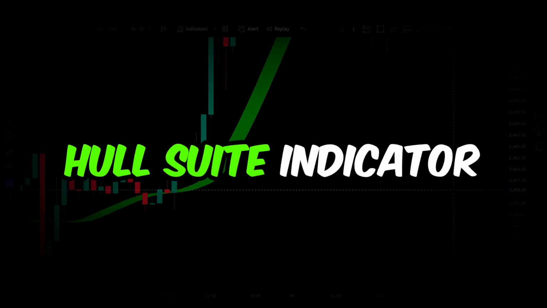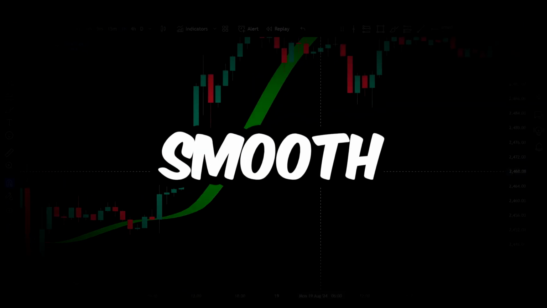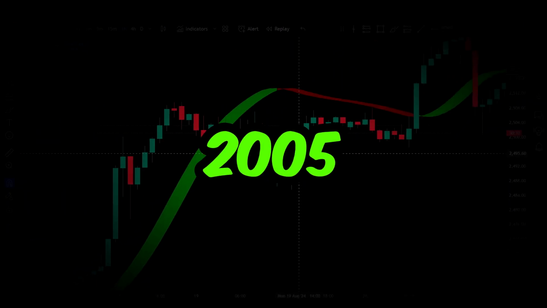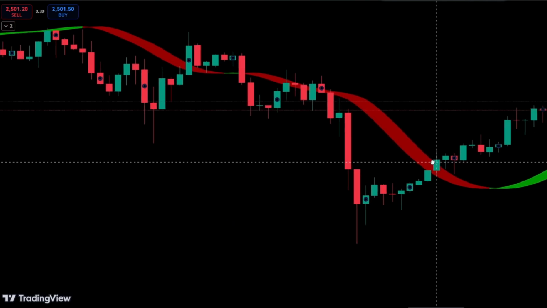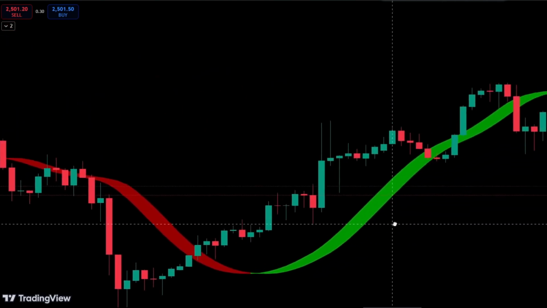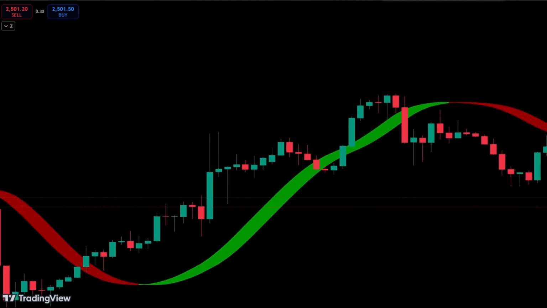The Hull Suite indicator is a highly responsive and smooth moving average developed in 2005 and still widely used by professional traders today. Its design minimizes lag while providing a clearer and faster view of market trends, making it an invaluable tool in any trading strategy.